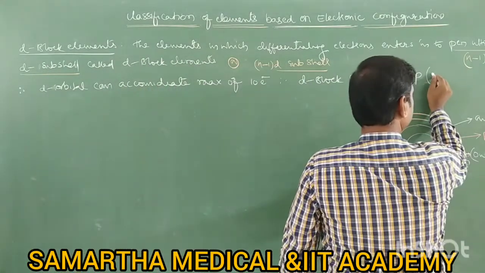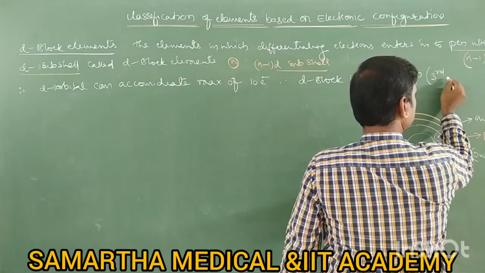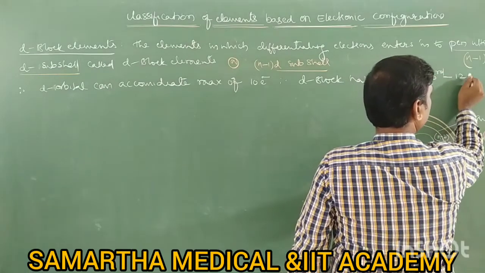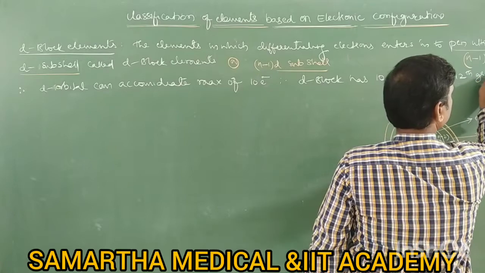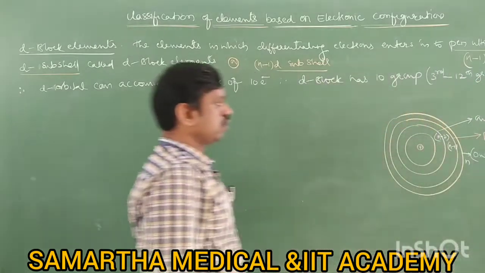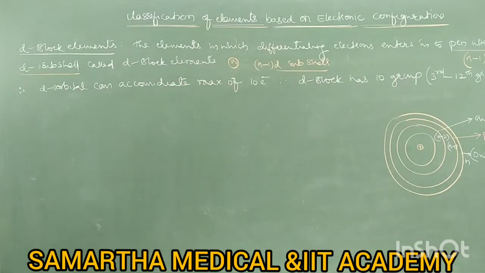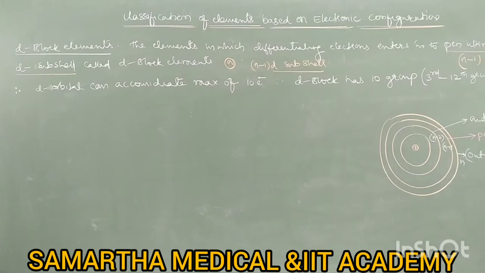That is from third group to 12th group, right? From third group to 12th group elements are d block elements. That is third, fourth, fifth, 6th, 7th, 8th, 9th and 10th, 11th, 12th.